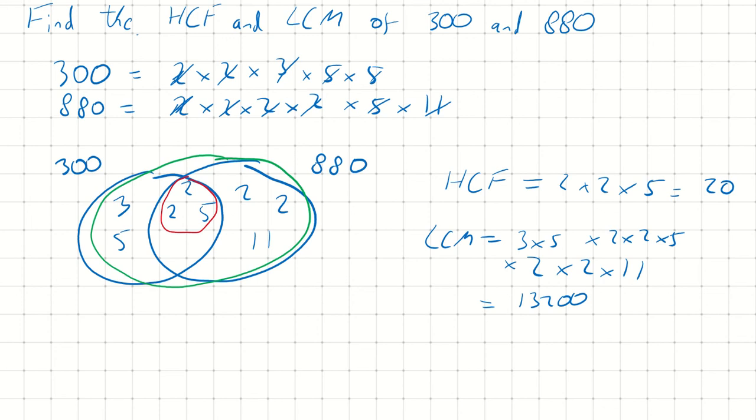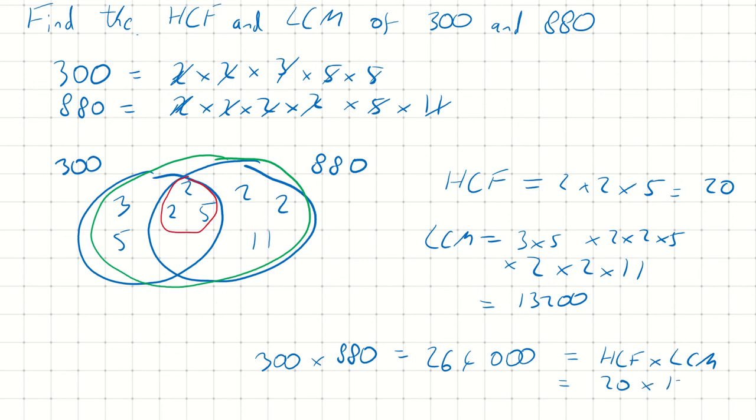Actually, there's a clever trick to finish off that's sometimes useful to know. The two numbers multiplied together, so 300 times 880 is, well, let's work out what that is. That's 264,000. And that is actually equal to the HCF times the LCM. So that's a good check at the end. If that doesn't work out for you, then you've probably made a mistake.